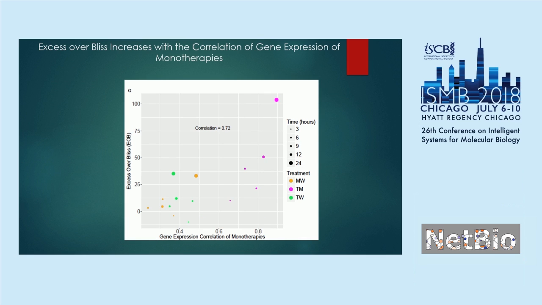Next, this is a similar plot to the first one. Instead of the number of synergistic genes on the x-axis, what we have done is find the correlation between the expression of the monotherapies. What we observe is that the more similar the monotherapies are, the higher the synergy. So from these two plots, we hypothesize that you need enough correlation between the monotherapies, but your expression should be diverse enough to generate the molecular synergy that we observed.